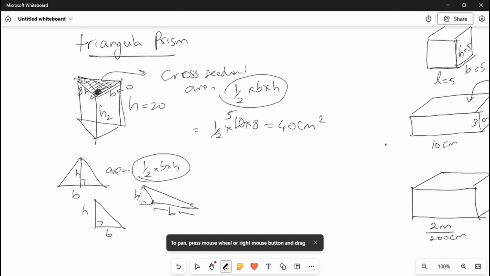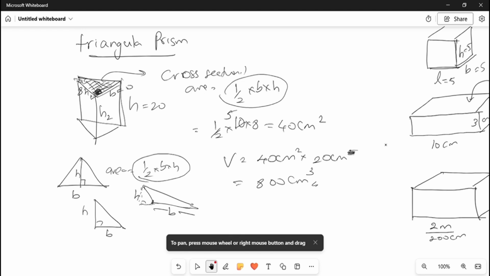Therefore, after finding the area of the triangle, you have to multiply by the height. So the volume is cross-sectional area into height. Height is 20 centimeter, I'm sorry. 40 into 20 is 800 centimeter cube, or cubic centimeter. This is how we are finding the volume of a prism.